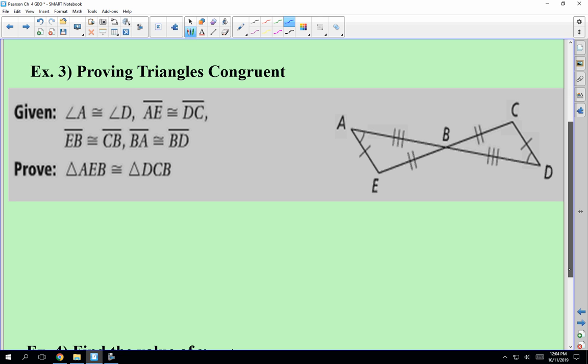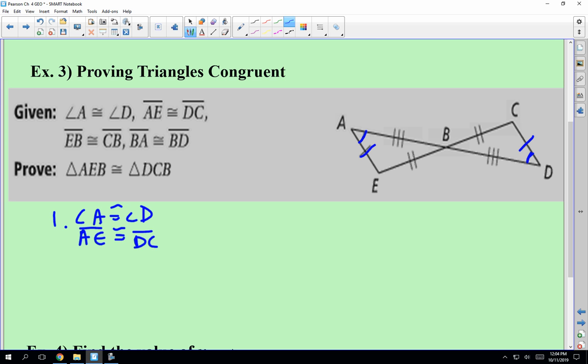So we're going to do a short little proof here. There's a whole bunch of given. So number 1 here, write all our given down. Angle A is congruent to angle D. Segment AE is congruent to segment DC. And I usually like to mark these as I go. Unfortunately, they've already marked these in here, but angle A is congruent to angle D. AE is congruent to DC.